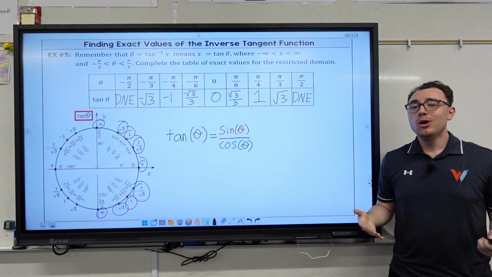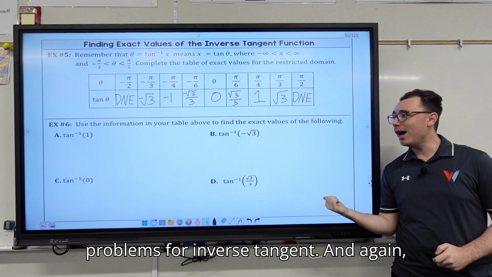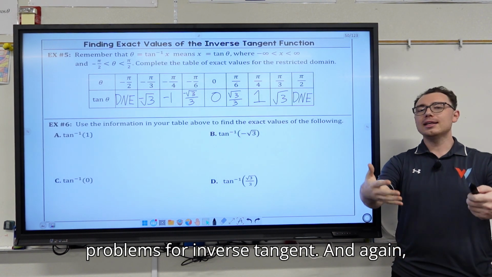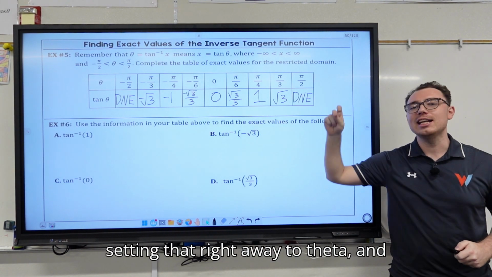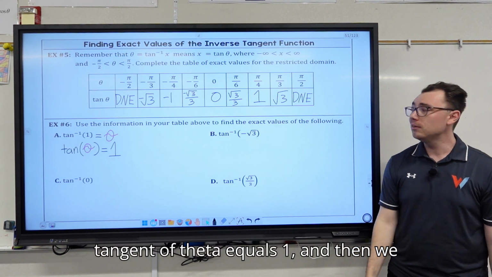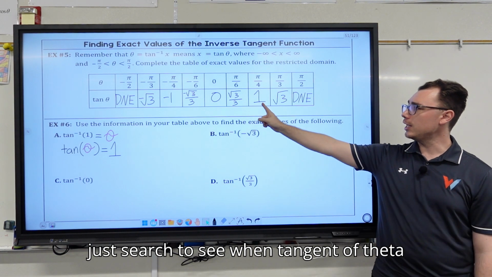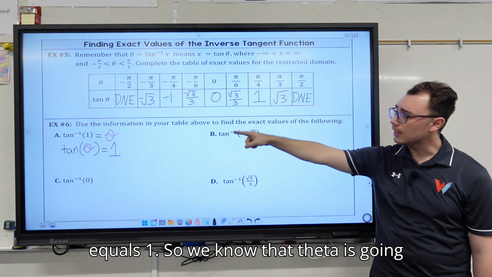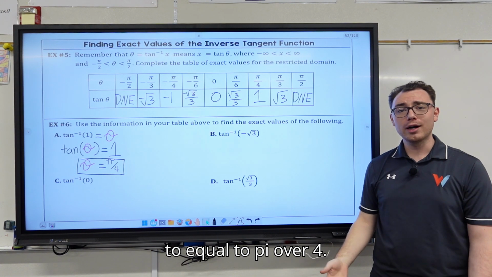With this table, we're now able to solve these 4 problems for inverse tangent. And again, for that first problem A, we're just setting that right away to theta, and then we rewrite that as tangent of theta equals 1, and then we just search to see when tangent of theta equals 1. So we know that theta is going to equal pi over 4.